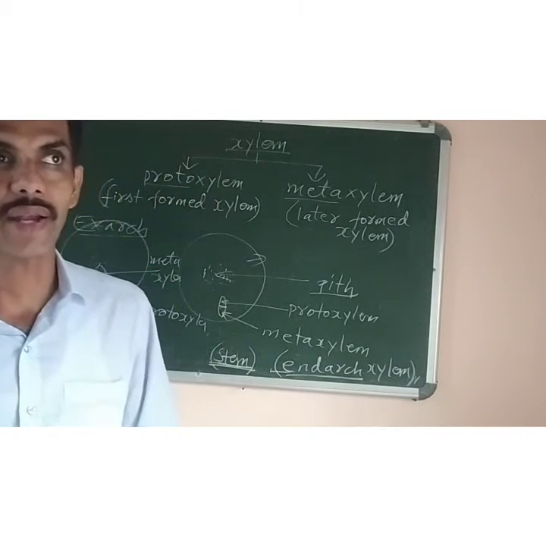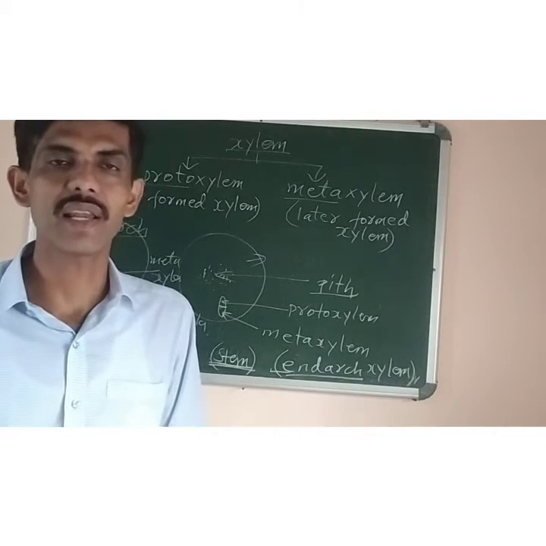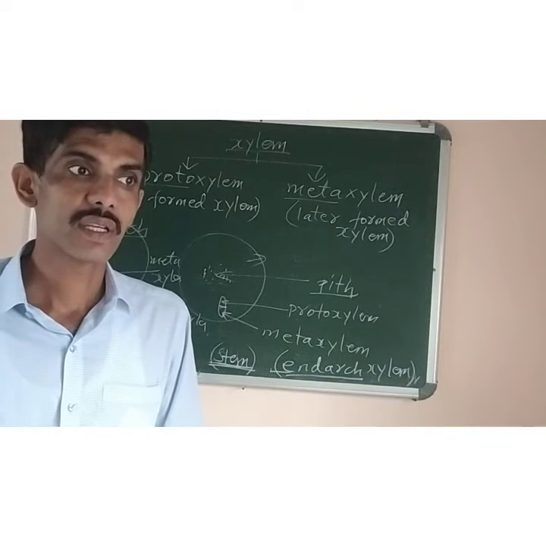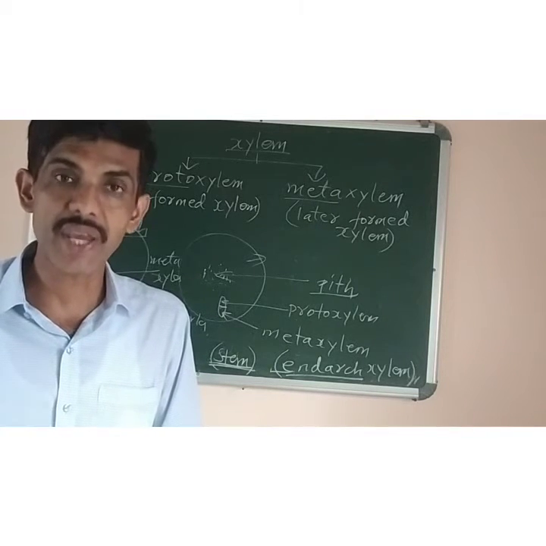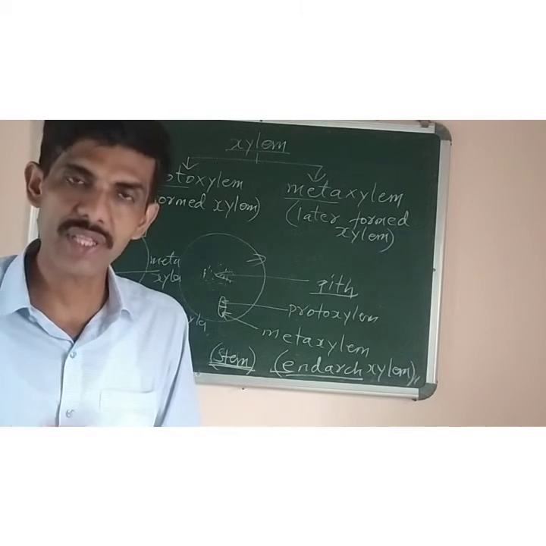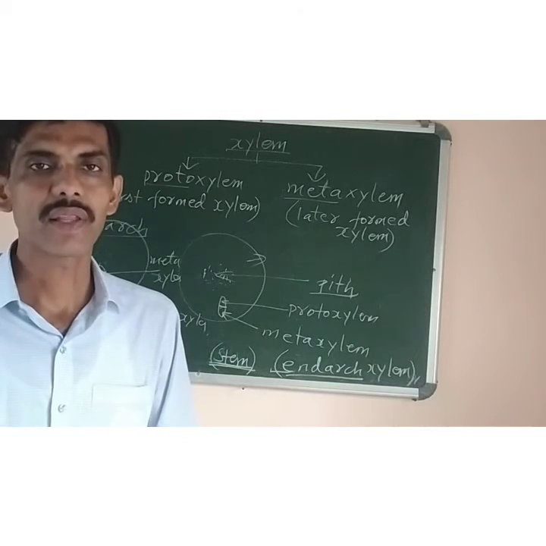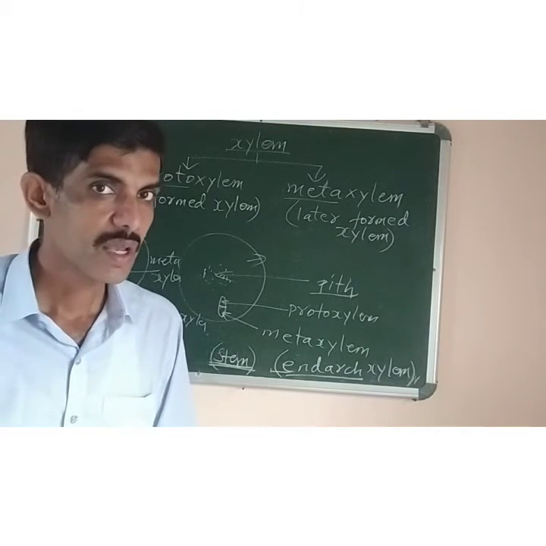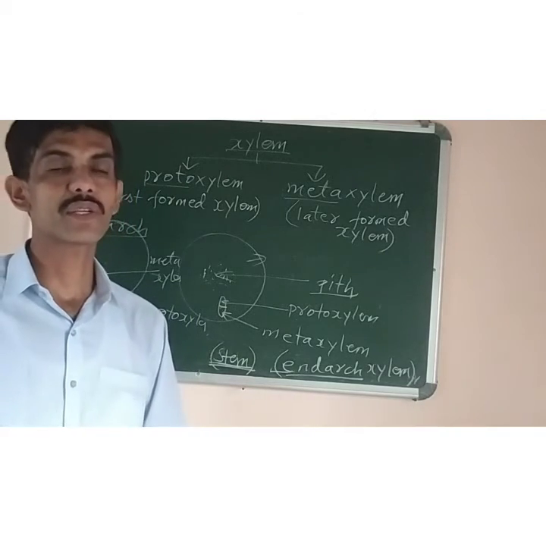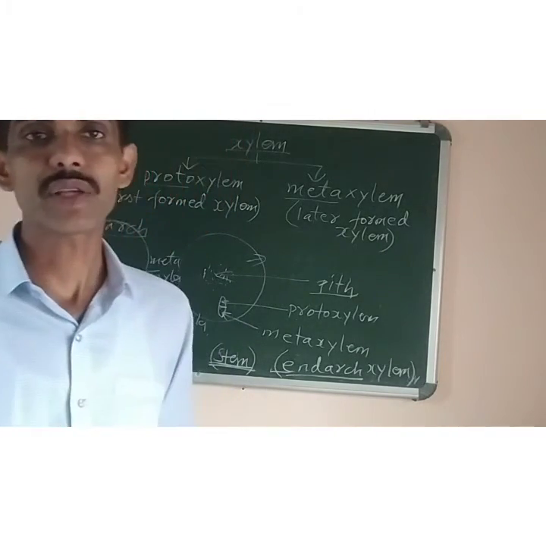Now we find that in case of root, the outermost layer is the epidermal cell, and the epidermal cell extends to form unicellular root hairs. So root hairs are unicellular, formed by the extension of the epidermal cells, the outermost layer of cells in the root. And what is the function of root hairs? They help to absorb water and minerals from the soil.